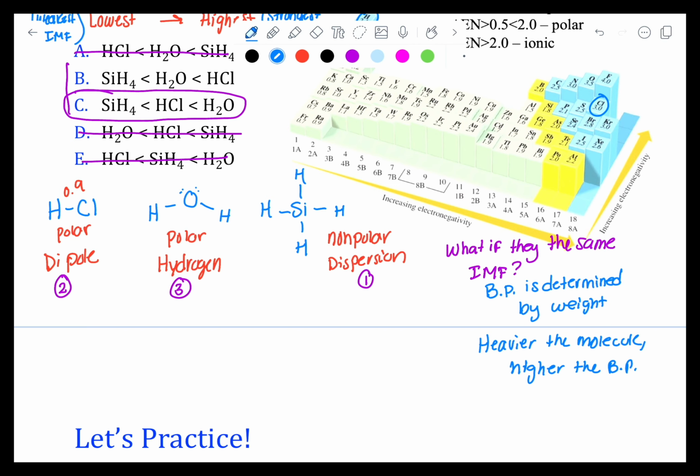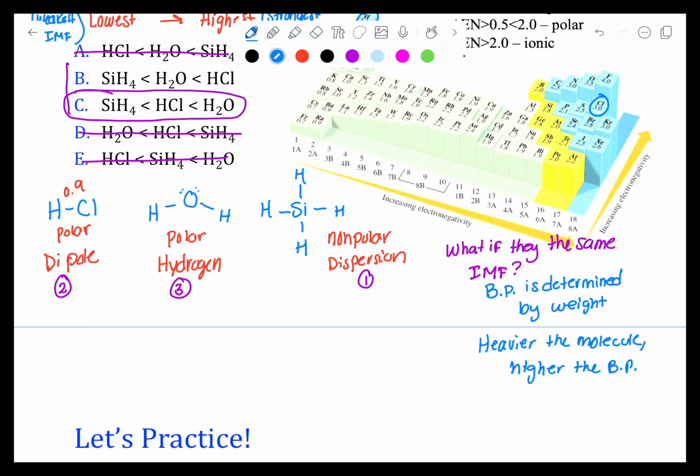So we first look at our intermolecular forces, because those are going to be our first ranking of boiling points. And then if we have two or more molecules that have the same intermolecular force, we look at their masses or their molecular weights. And we say, which one's lightest? The lightest one is going to have the lowest boiling point. The highest one is going to have the highest boiling point.